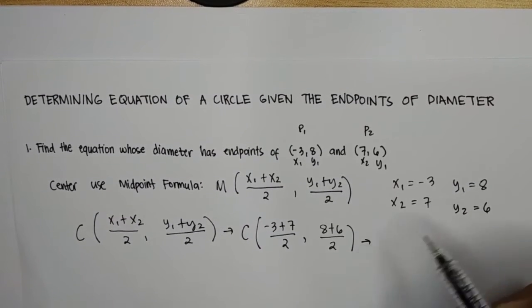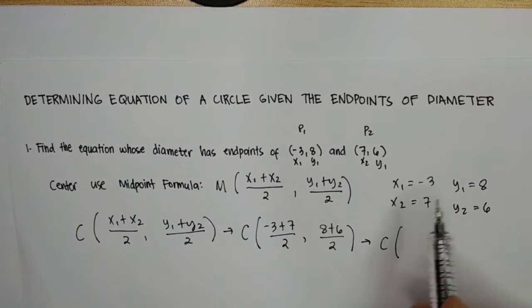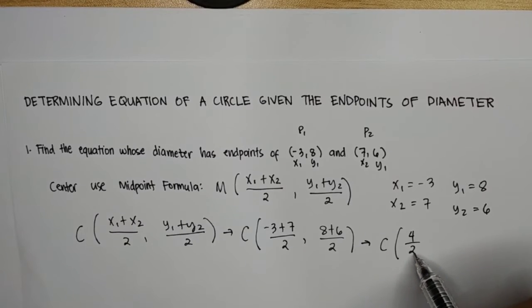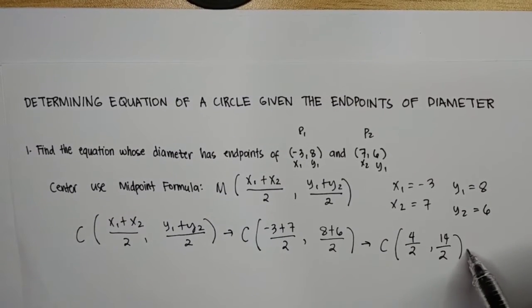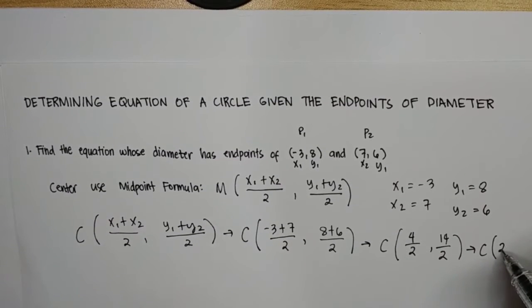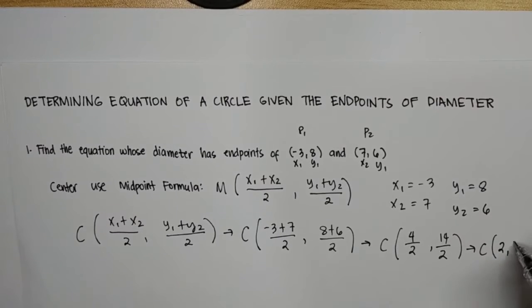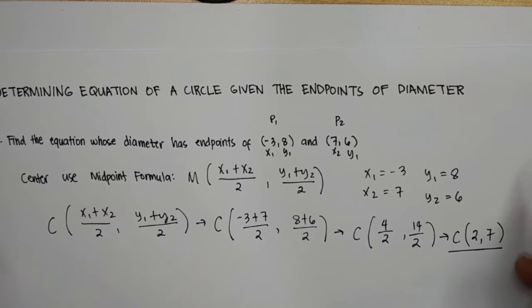So this will be now, our center: -3 plus 7, that is 4 over 2. Then we have 8 plus 6, that is 14 over 2. So 4 divided by 2 is 2, and 14 divided by 2 is 7. So our center is (2, 7).